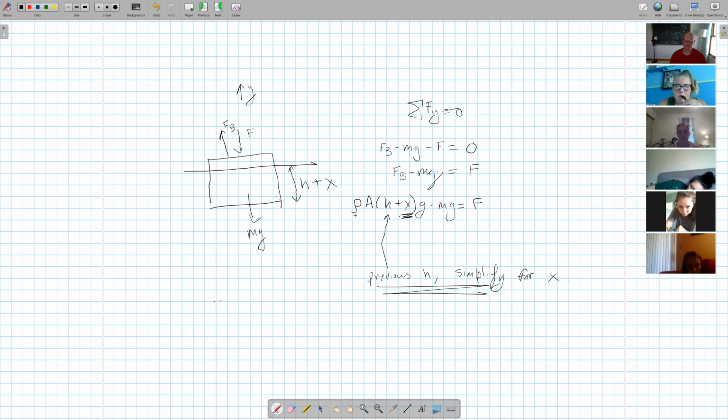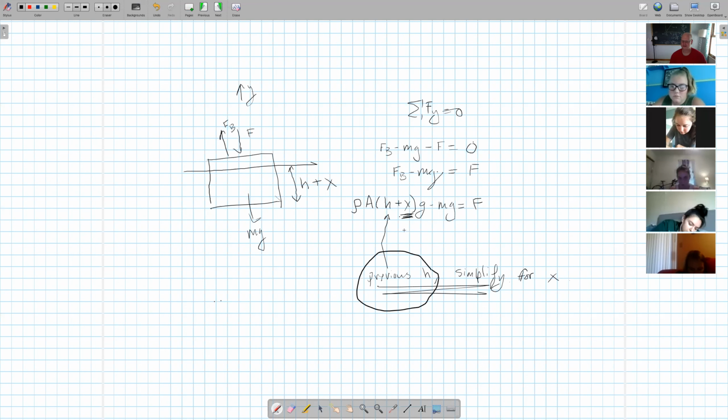So here the buoyant force is now going to become the density of the fluid times cross-sectional area, but now it's submerged by an extra amount of X. So now it's going to be H plus X times G minus mg is equal to F. I just brought F to the other side. So at this stage, all you want to do now is use that H that you solved for in the previous case, substitute that in here for this H, cross things out, and now solve for X. That's all we're doing.